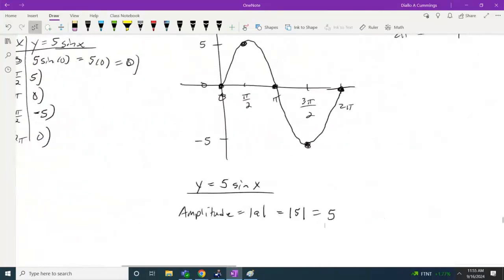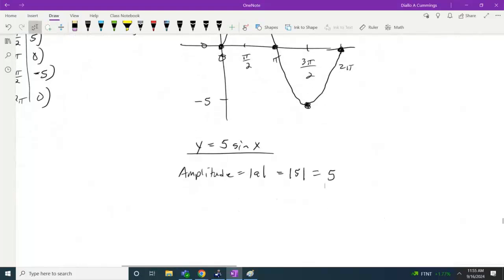The period. So we actually had to find the period as the first step once we perform the graph. So the period is 2 pi. Right, it makes one complete revolution in 2 pi radians.